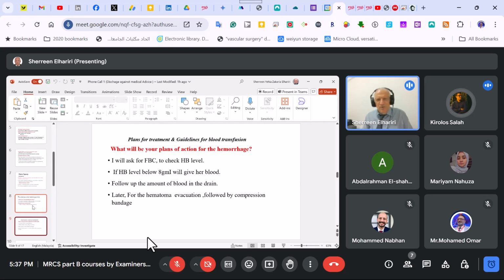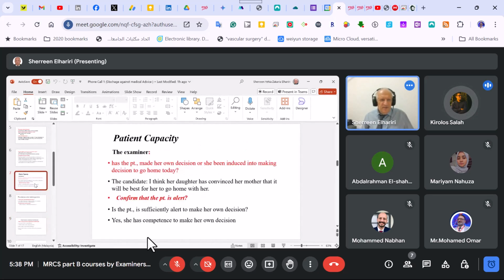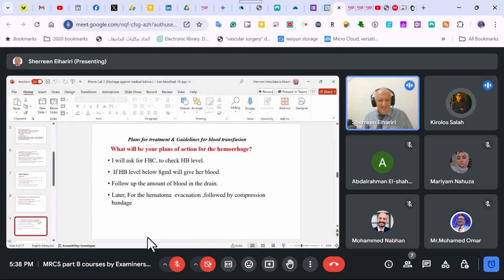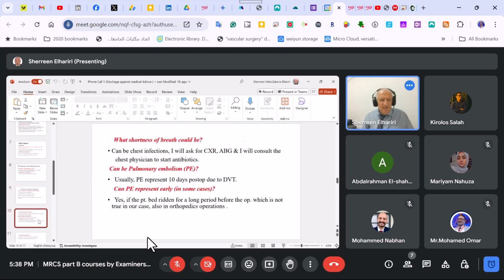What else do you need to follow or observe? I need to observe the drain, the amount of bleeding from the drain. Okay, all right. So you mentioned this patient has shortness of breath. Yes, it can be a chest infection.